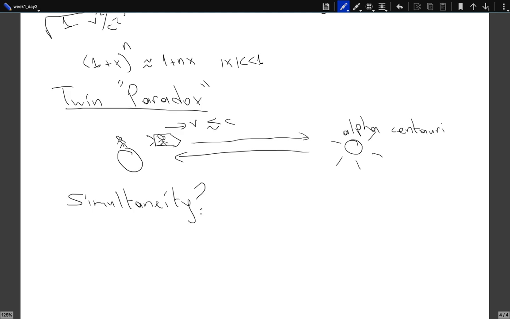Then there's the other observer on the ship. He will claim that the clock he has went off before the clock on Earth. And they will both be correct, basically because the time will change from observer to observer.